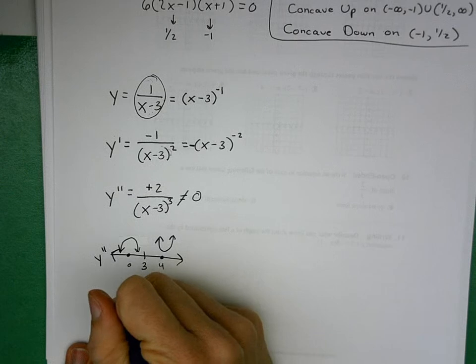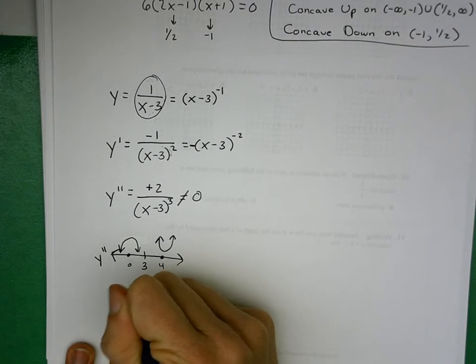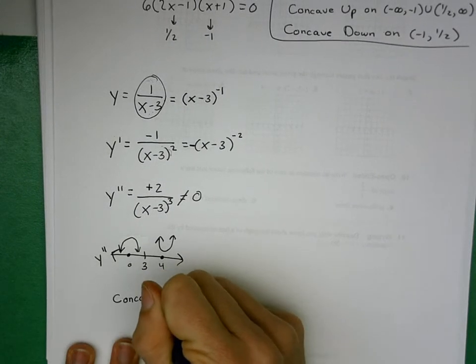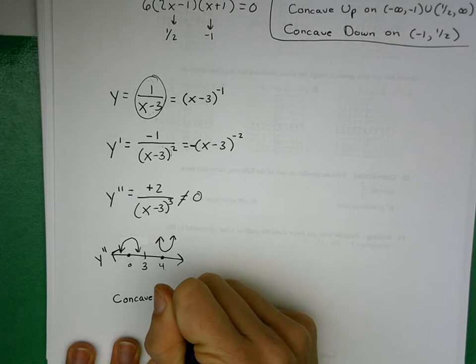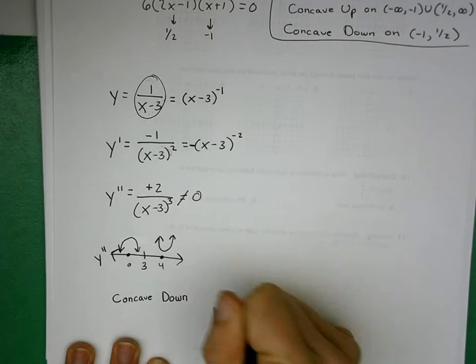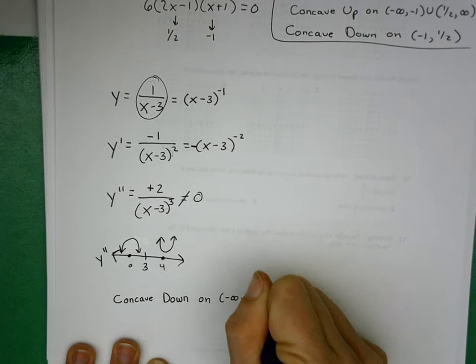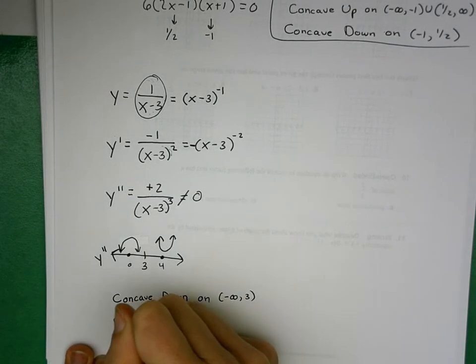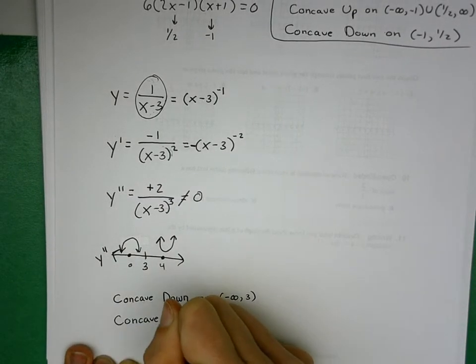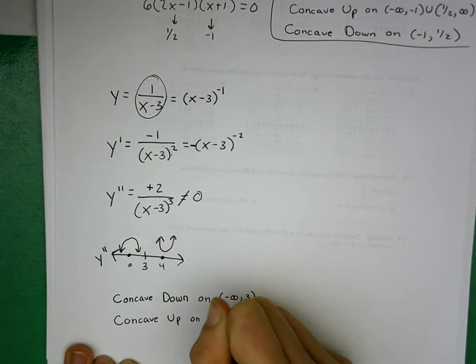3 is instead just a change in concavity. It's not a point of inflection. It's concave down on negative infinity to 3, and concave up on 3 to infinity.